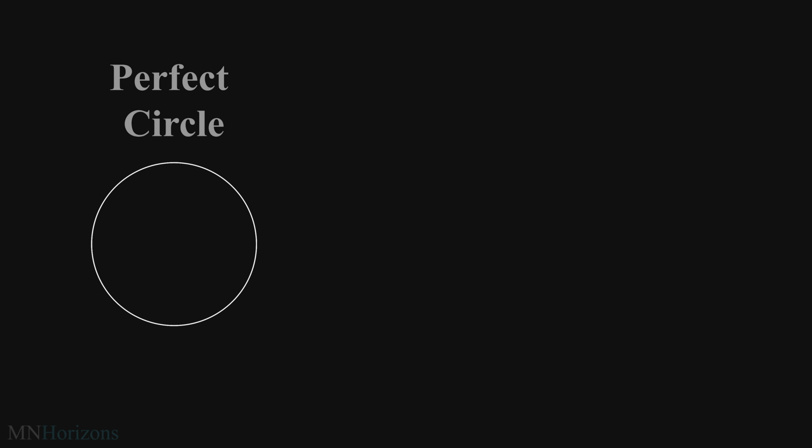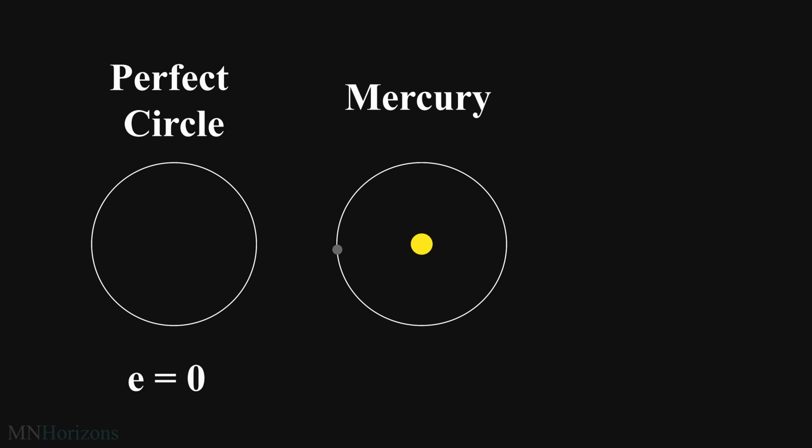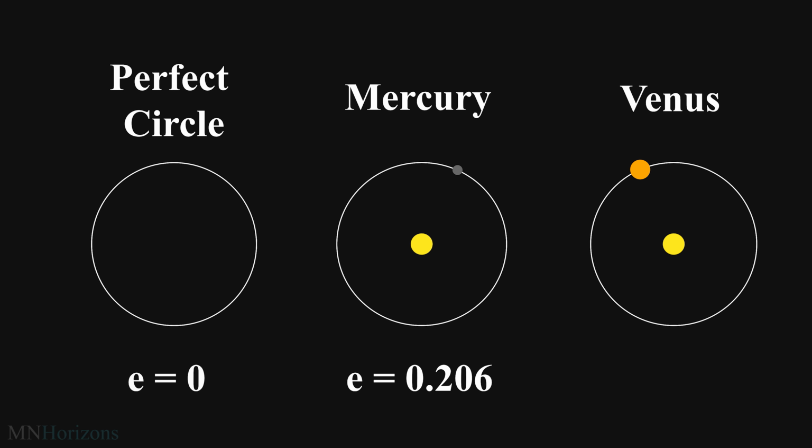A perfect circle has an eccentricity of 0. In our solar system, Mercury has the largest eccentricity at about 0.206, still much closer to a circle than most ellipses we draw, while Venus has one of the smallest at about 0.007.